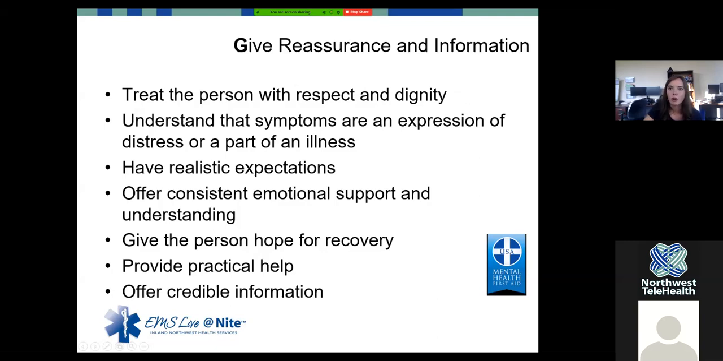Offer consistent emotional support and understanding. So that's one of the best things that you can do, especially if this is a friend or family member. Obviously, this looks different if you're seeing somebody for 20 minutes on a call. But this is more applicable to the people that are close to you in your life. So saying, hey, I'm here for you. If you ever need to talk, give me a call. Giving that person hope for recovery. And one of the big things about mental health first aid is that hope for recovery, whatever that means for that individual. And then always providing practical help and offering credible information. We don't want to be making things up for them.